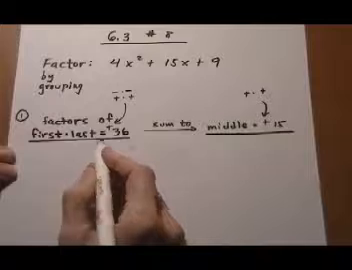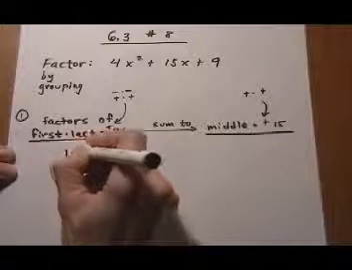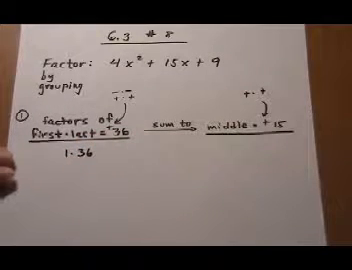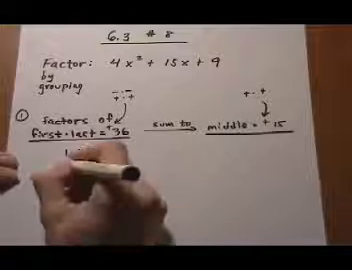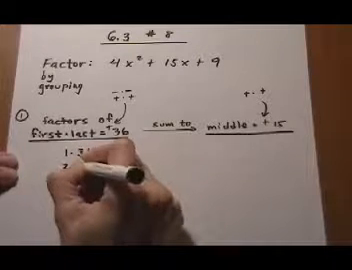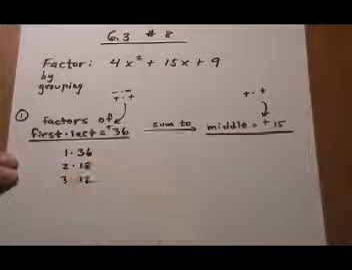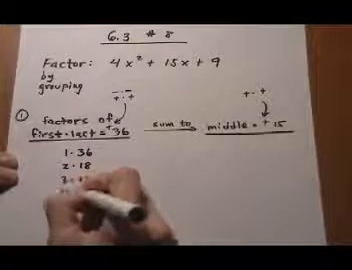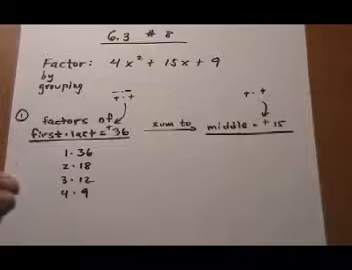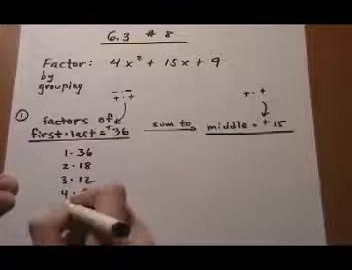Alright, so let's break it up into factors. So we have 1 times 36, and I'm only going to list positive times positive. 2 times 18. 3 times 12. 4 times 9. So all the factors of 36. 6 times 6.